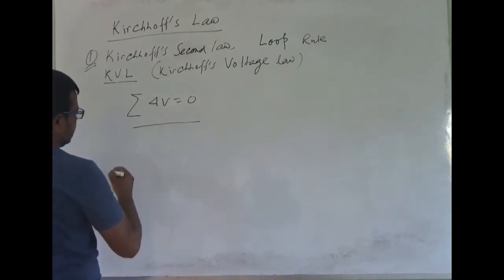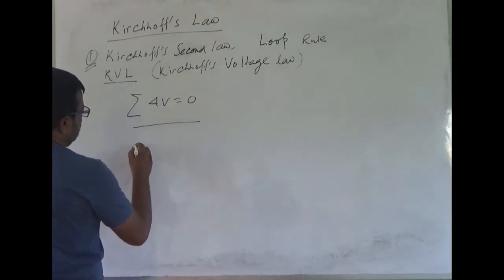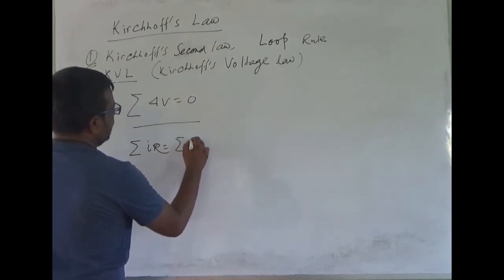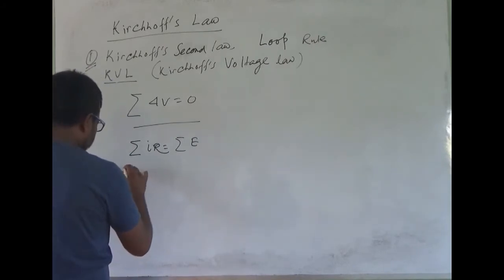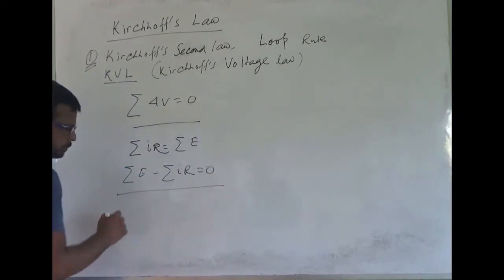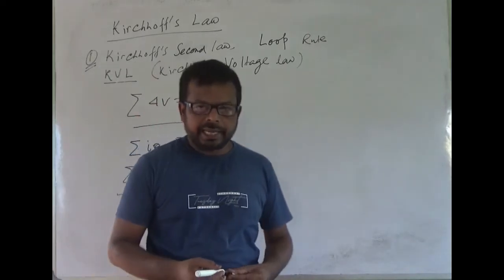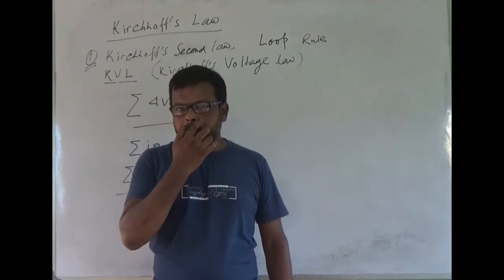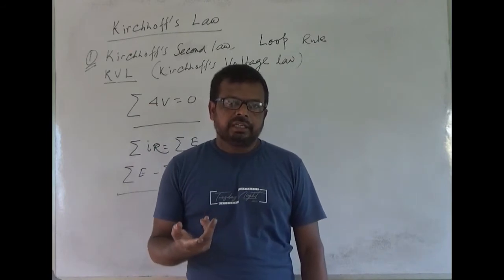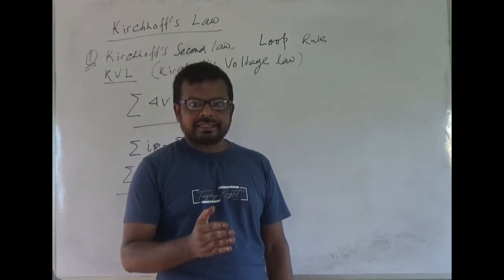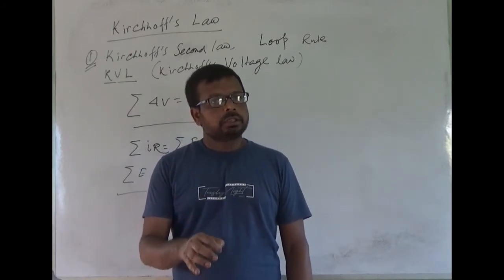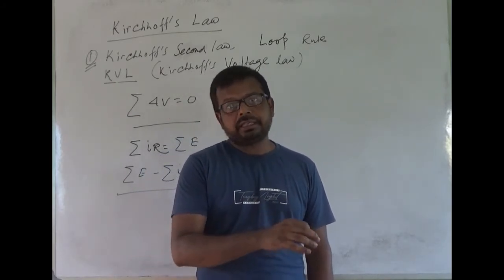Or we can say summation over IR will be equal to summation over E. That means you get summation over E minus summation over IR is equal to 0. Or you can say that the sum of the product of resistance and current through it will be equal to the sum of the EMFs in a closed loop.